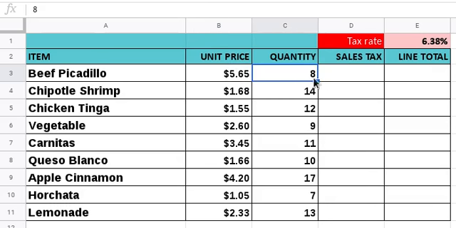But since every commodity sold has a sales tax, the total paid should include the sales tax. So we are going to use these two, sales tax and line total, to understand a relative formula, an absolute formula, and a mixed formula. Let's begin with sales tax.